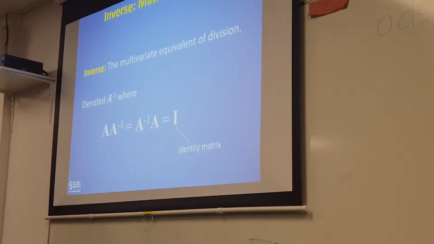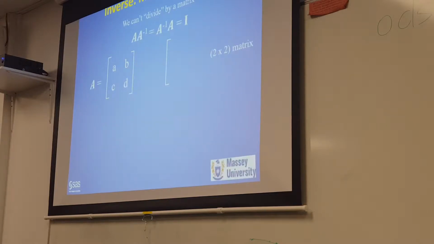That's why it's a very, very important thing. If you want to try and solve for something, you're going to have to multiply it by an inverse at some level, usually. So you can't divide by a matrix. Instead, you multiply by the inverse of it. There are lots of ways of finding the inverse.